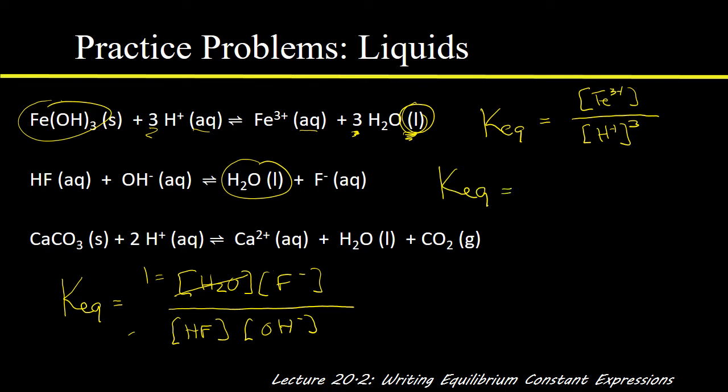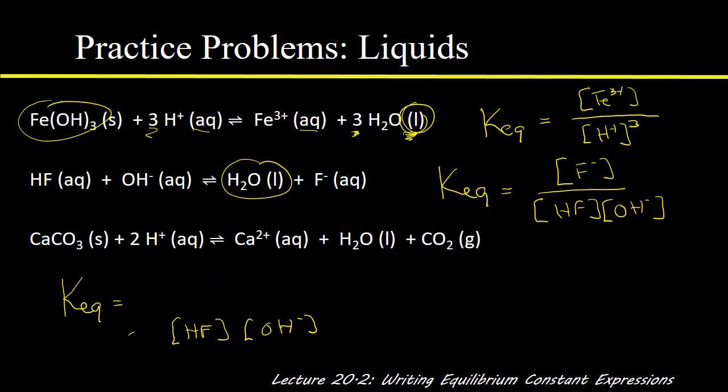And so we're just going to get the concentration of fluoride divided by the concentration of HF times the concentration of hydroxide ions. Alright, and then this last one looks kind of complicated. Let's see what happens here.